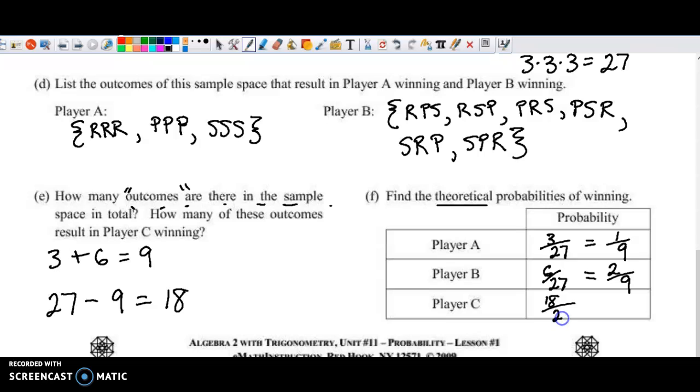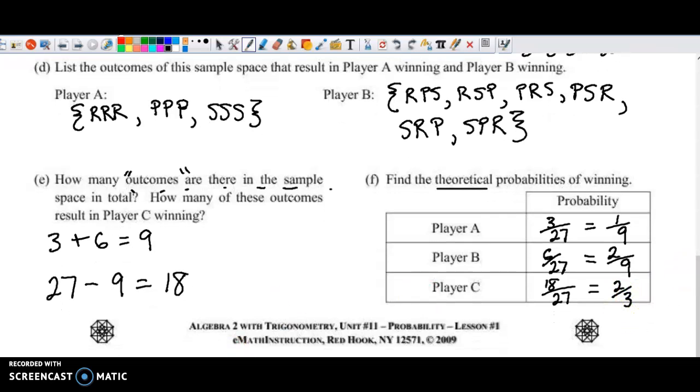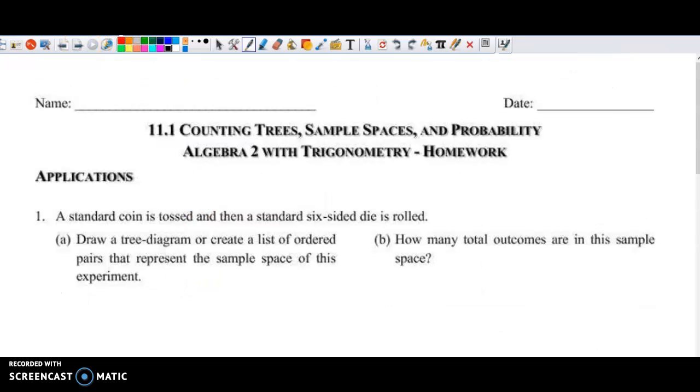So this game is unfairly going to result in player C winning. And I believe that reduces, because they're both divisible by 9, to 2/3. Hopefully that's pretty straightforward so that you can start the homework in section 1.